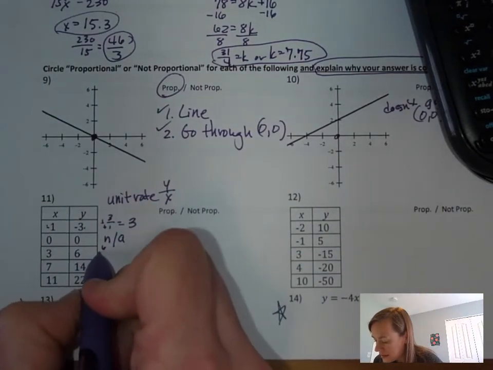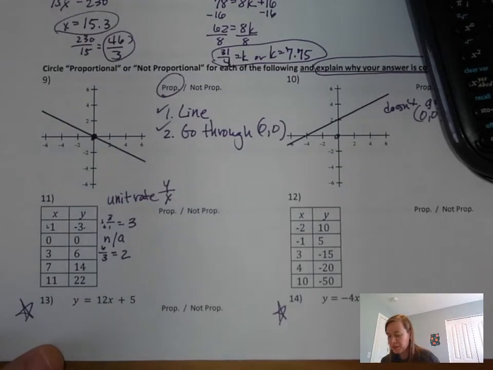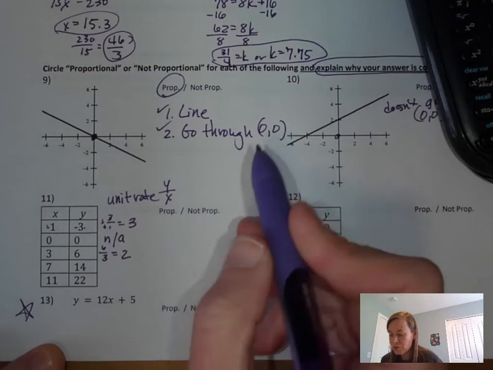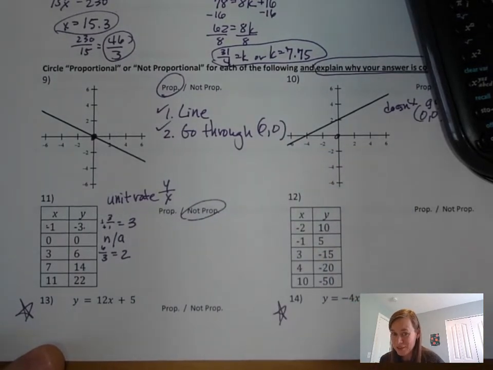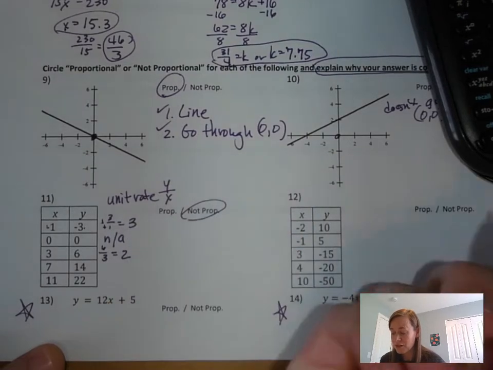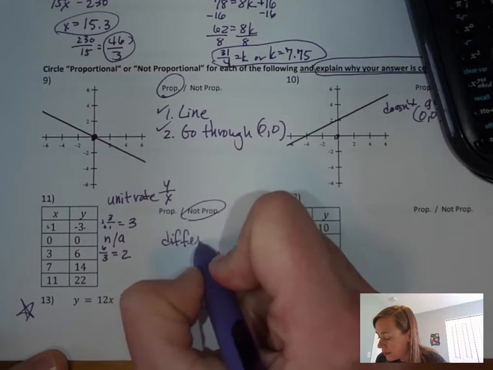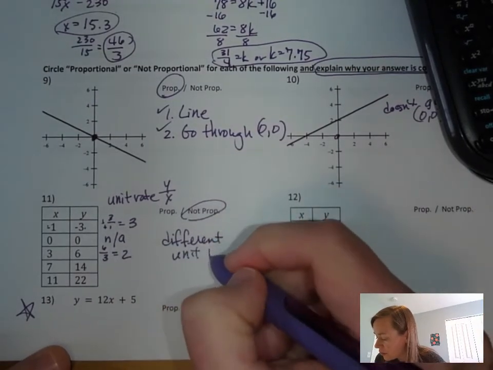All right, what about 6 divided by 3? That is going to equal 2. Oh dear. Well, that one equals 3, and that one equals 2. So I'm going to say not proportional. I don't even have to do the rest, because as soon as you have two different numbers, you know it's not proportional. So I'm just going to say, this is the y part, the explanation part. Different unit rates.